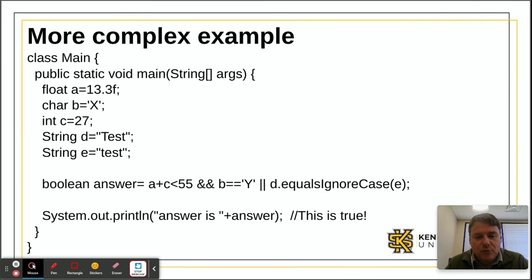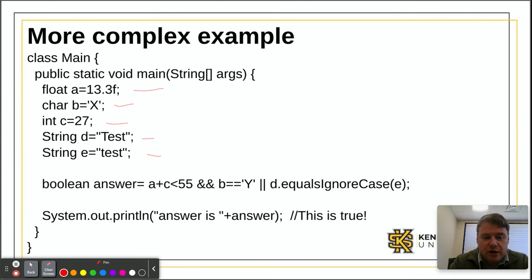All right, so let's take a more complex example of all of these. We start off and we are going to declare a bunch of variables. So we have a float, a char, an int, and a couple of strings that have values in them. So the float is 13.3f, and that f is there because I need to force it into a floating point number. The char is capital X. The int is going to be set to 27, and then the first string is going to be the word test with a capital T, and the second string is the word test with a lowercase t.